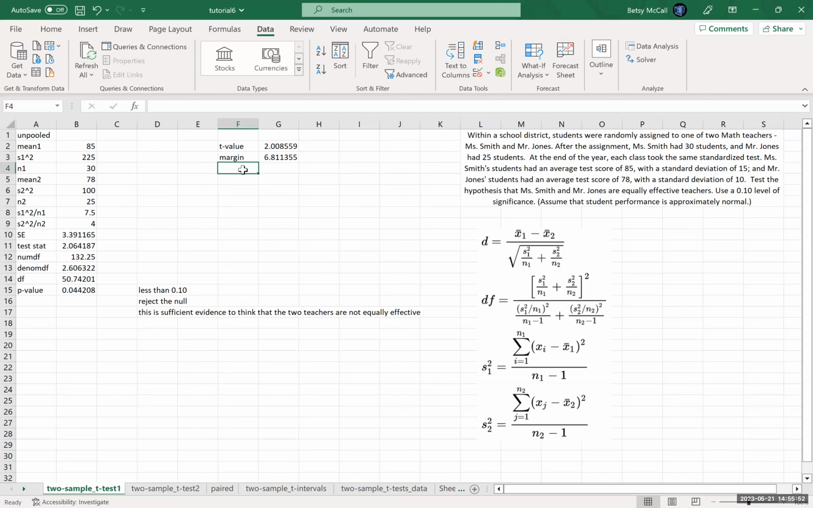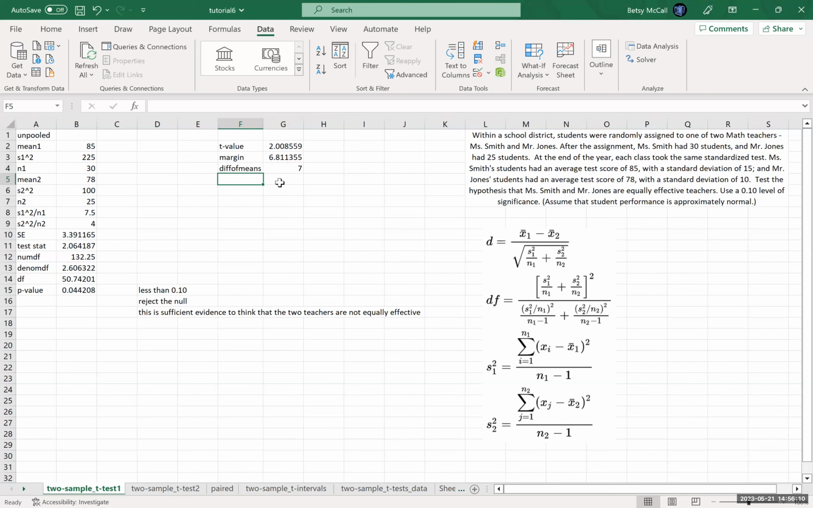And then the center, this difference of means, is the center of our interval. So I'm going to calculate this explicitly. It's the first group minus the second group. And then our lower bound and our upper bound are that center minus the margin of error and that center plus the margin of error. This is our confidence interval then. This is our unpooled case.